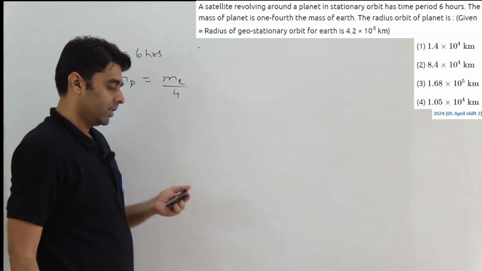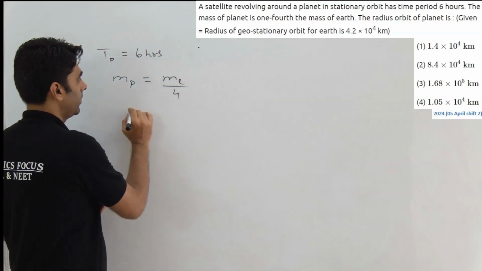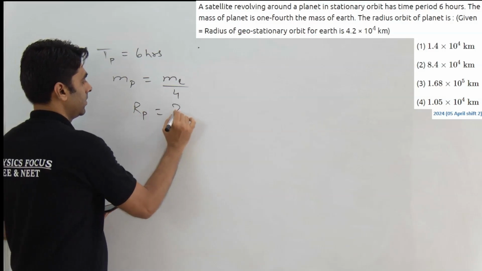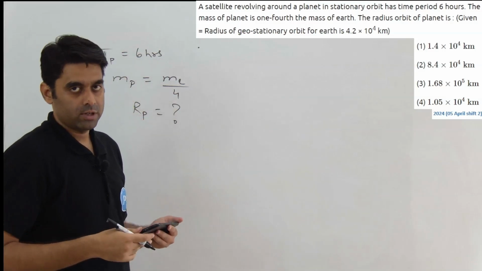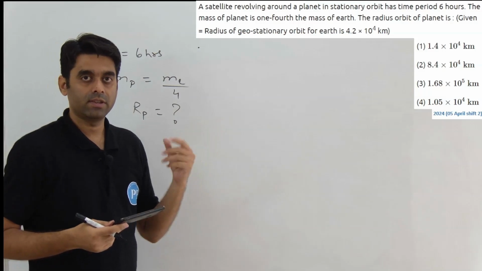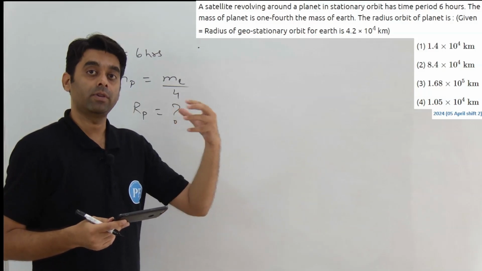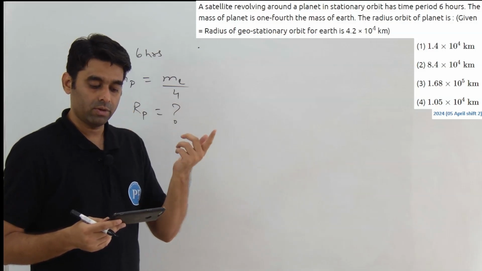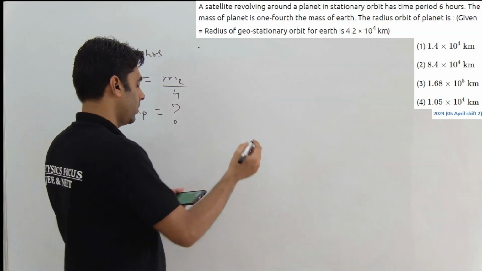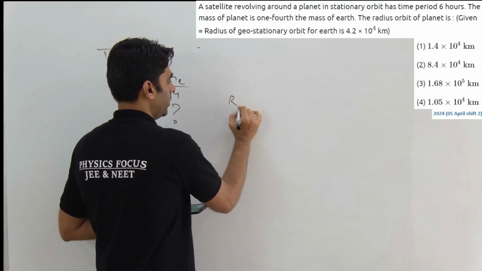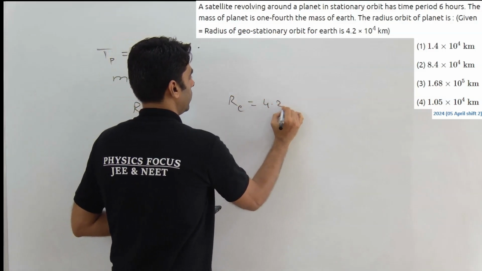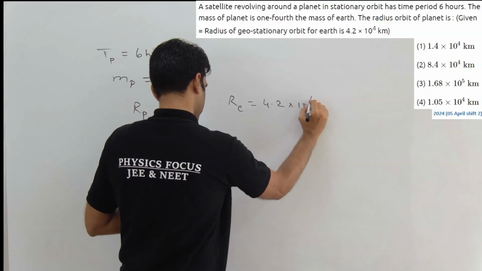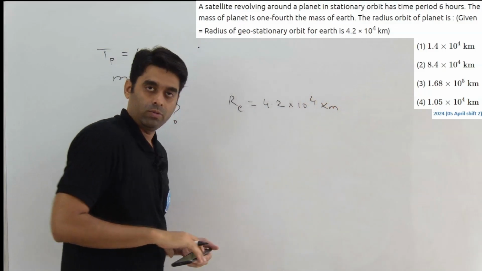Well and good. The radius of orbit of planet is, they are asking us Rp. It is given to be a stationary orbit. That means we have to consider the radius of the planet itself or radius of Earth. And in the question, they have given us radius of geostationary orbit for Earth is 4.2 into 10 power 4 kilometer. So radius for Earth is given to us as 4.2 into 10 power 4 kilometer. How to solve it? See over here.